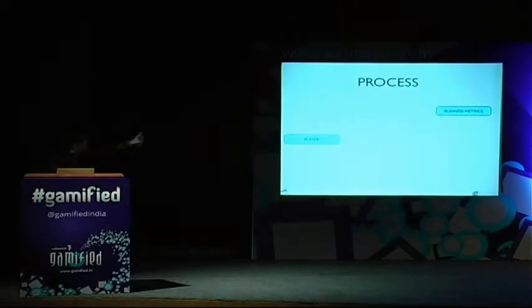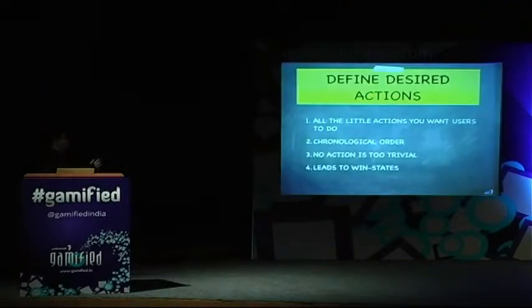So now you have the business metric, you have your players. And the question is, how do you get your players to help you increase your business metrics? Which is the way you define the third thing, which is the desired actions. These are all the little actions you want the users to do. Click on a button, fill out this form, register, whatever it is, show up, work on time. And this is in chronological order. It's first this step, then that step, then this step. And no action is too trivial.